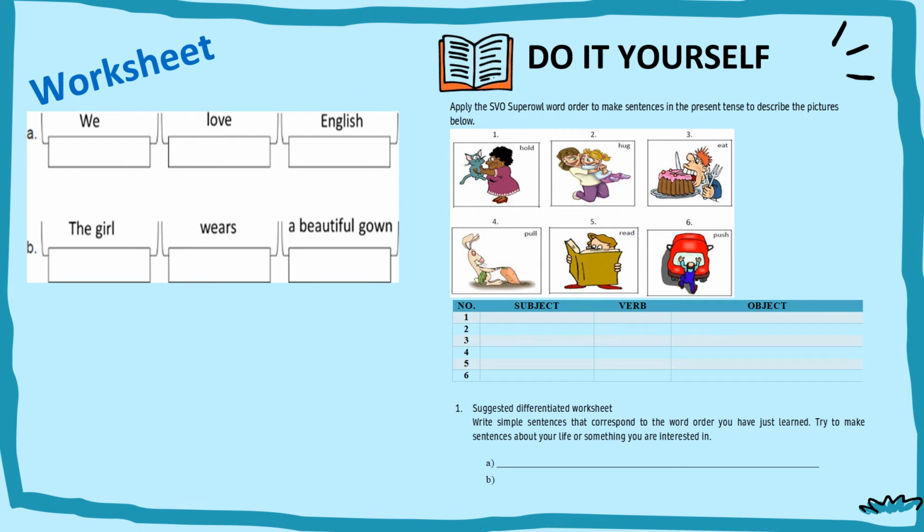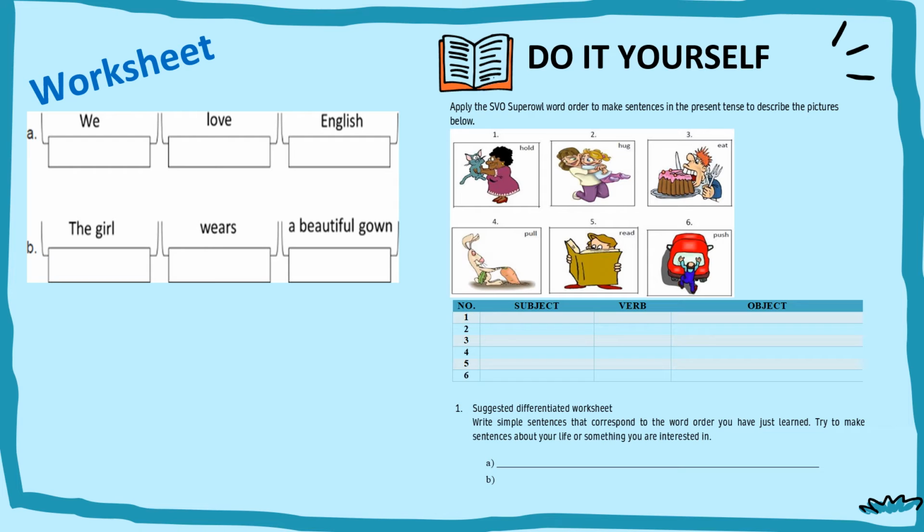The next step is the practice. Pupils will be given a few sentences. They need to practice distinguishing the word order and label each part of the sentences as subject, verb, or object.